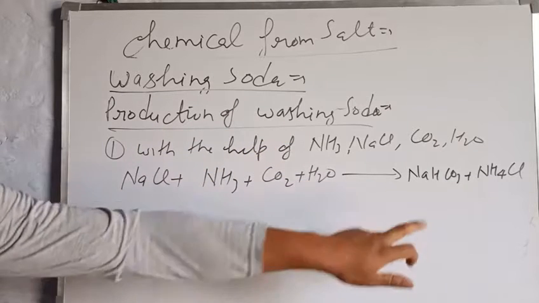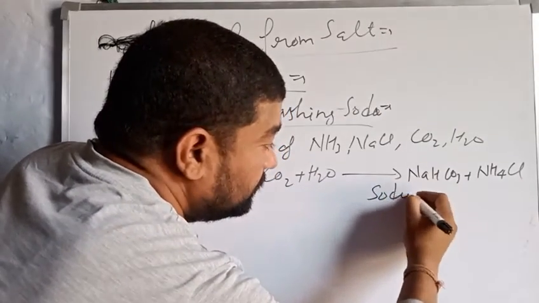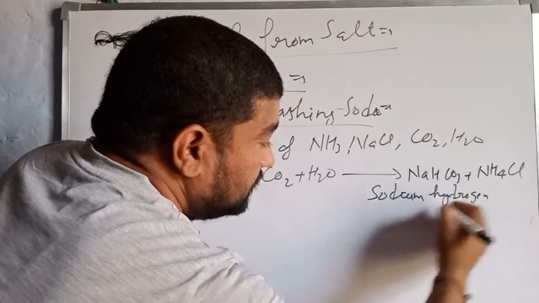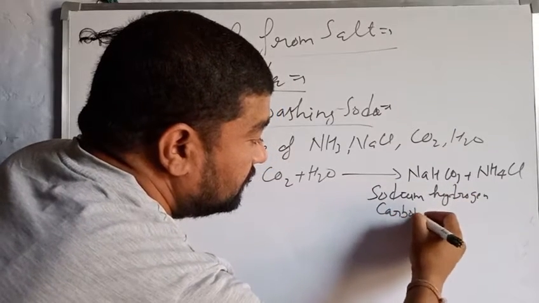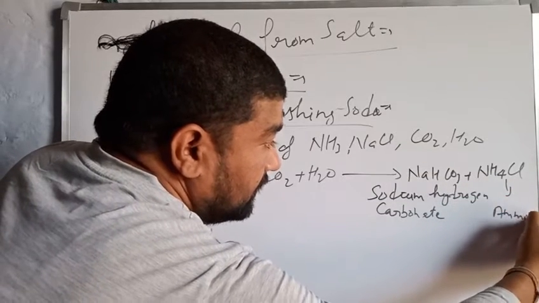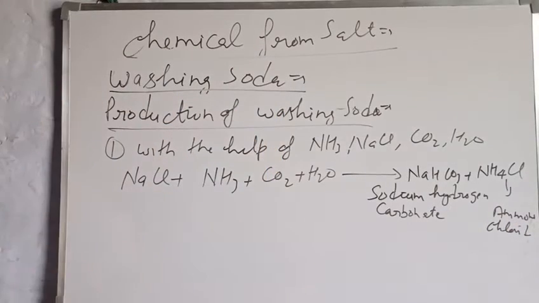Also known as sodium hydrogen carbonate. Let's write the name: sodium hydrogen carbonate. And this is called ammonium chloride. Okay, so this is the first step.